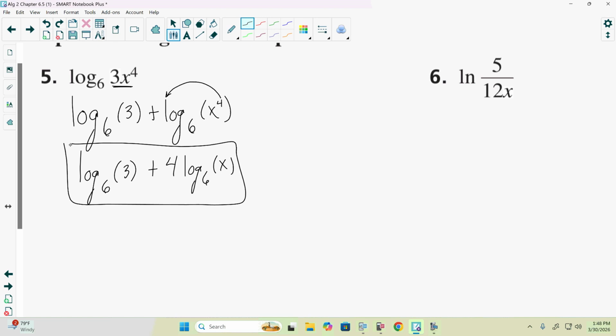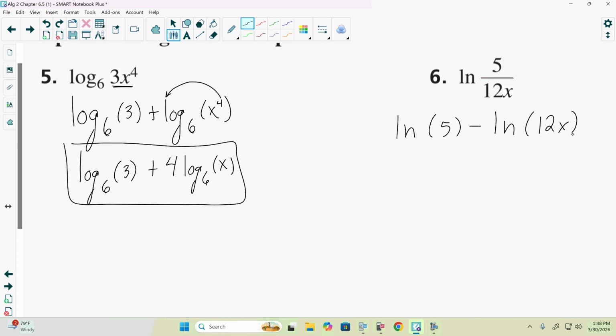Natural log of 5 over 12x. So we do have a quotient. We do have 2 things being divided. So according to the quotient property, it'd be the natural log of the top minus the natural log of the bottom. So it'd be natural log of 5 minus the natural log of 12x. Questions on this here?